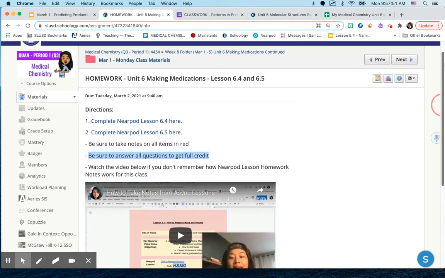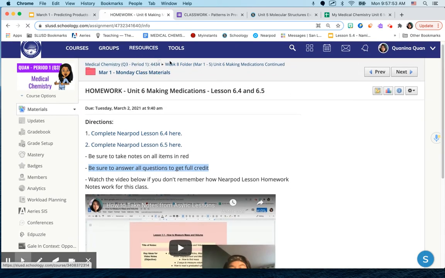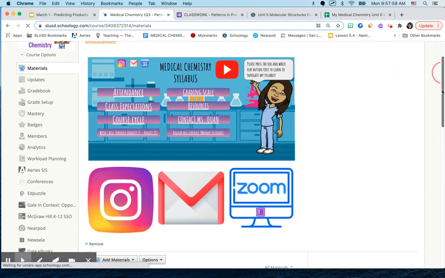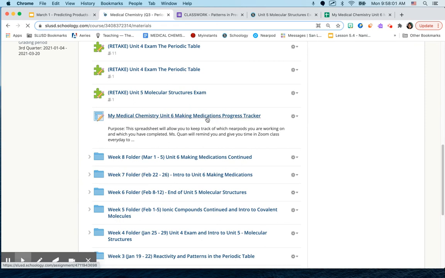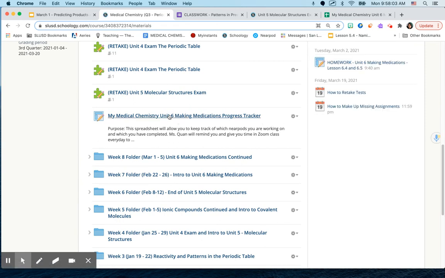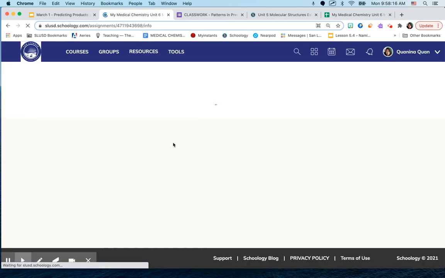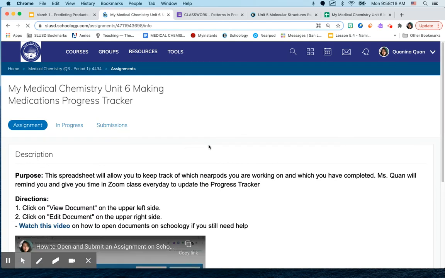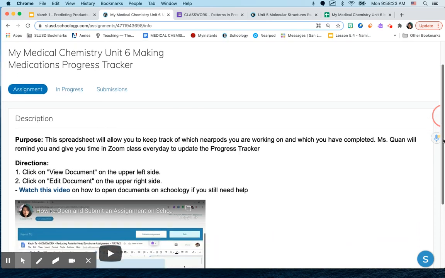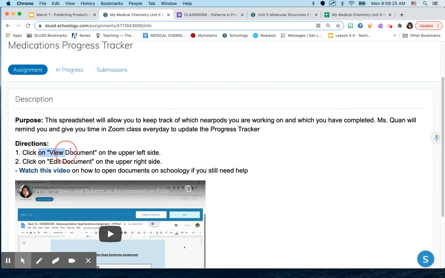Once you've done that, you're gonna remind yourself what you've completed so far in Unit 6 and how much more we have to do by opening up your My Medical Chemistry Unit 6 Making Medications Progress Tracker. So this one right above week 8. So if you click on this one, all right, go ahead and follow step 1 and 2.